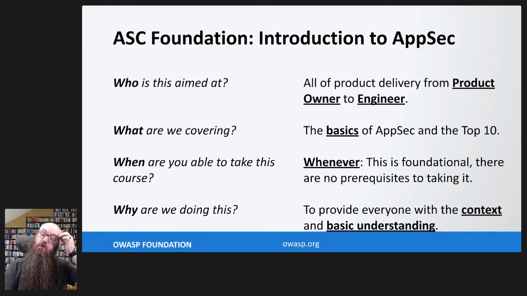That's exactly what the ASC 101 or ASC Foundation covers. This is who it's aimed at: all of product delivery, from product owner right the way through to engineers. You don't need to know anything going into it. It is foundational, the basic entry level here. And it'll cover the top 10 and the basics of AppSec.